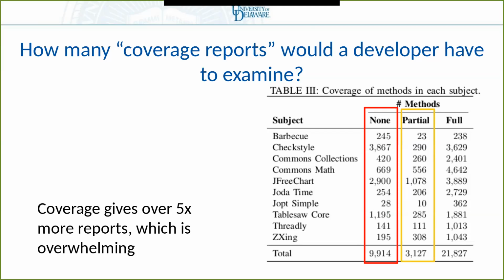This figure shows the number of methods in each project that are uncovered, partially covered, or fully covered. The highlighted columns show the number of coverage reports a developer would receive in the form of uncovered or partially covered methods. Deciding which of these to focus testing effort on, and how to test them, is a daunting task. Our approach can be thought of as providing developers with a quick way of adding useful tests to the suite without having to sift through potentially thousands of reports.